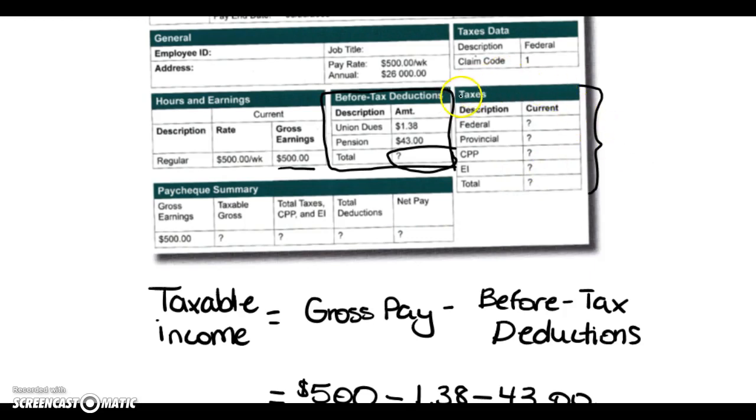So anything that's within your taxes little category here is usually based on some sort of percentage of your taxable income. Say, for example, your federal tax is usually about 5%, and so you'd be finding 5% of that taxable income, so it would not be off of your gross pay. So anything from this taxes category, you use your taxable income.